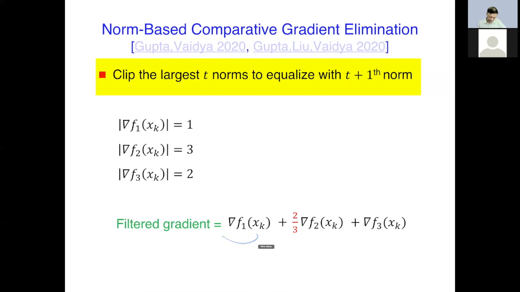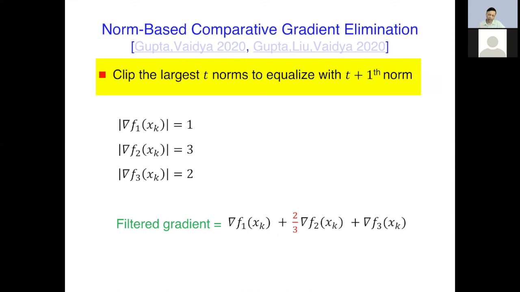So we keep this gradient as it is, this gradient as it is. The n minus t smallest gradients remain unchanged. The largest t gradients will change, and change only in their length, the magnitude of the vector, but not the direction. And then you add this up, or if you want, you can average them. Multiplying by constants doesn't change the behavior of the algorithm, so you can add or average, it doesn't really matter.